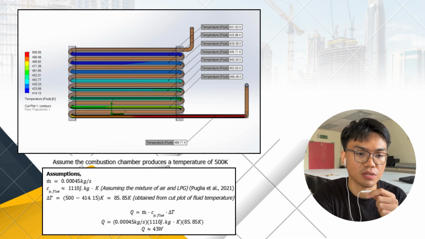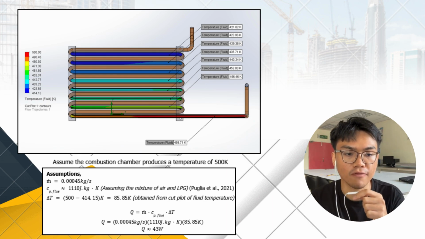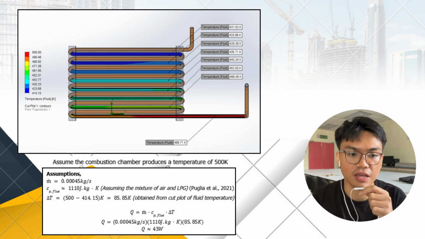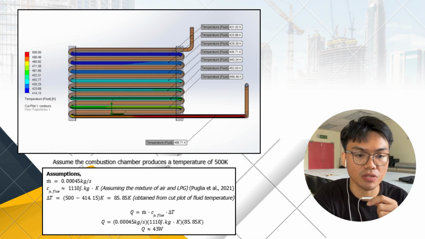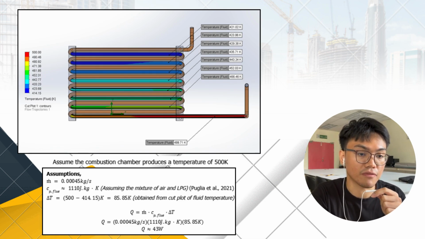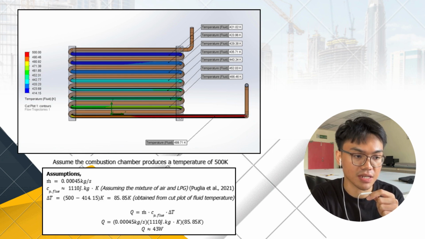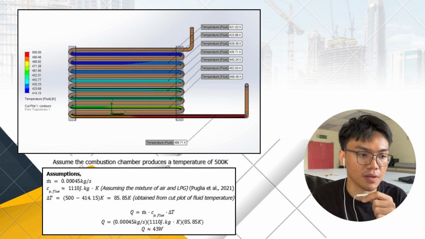For the simulation, the combustion chamber was assumed to produce a hot flue gas at approximately 500 kelvins, and as it travels through the radiator pipe, the temperature gradually decreases to around 414.15 kelvins, as we can see in the SolidWorks simulation above.